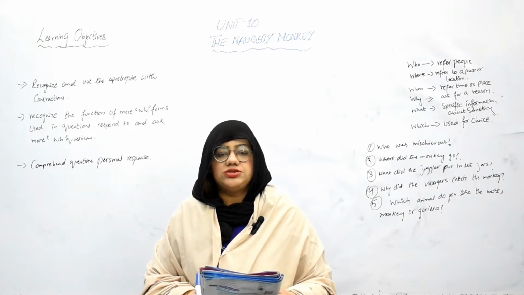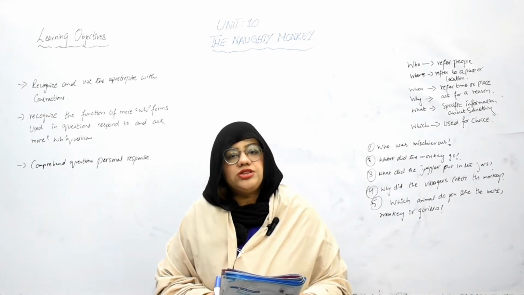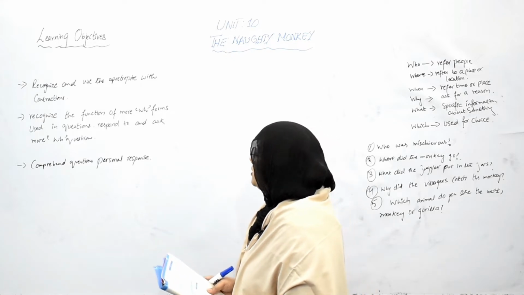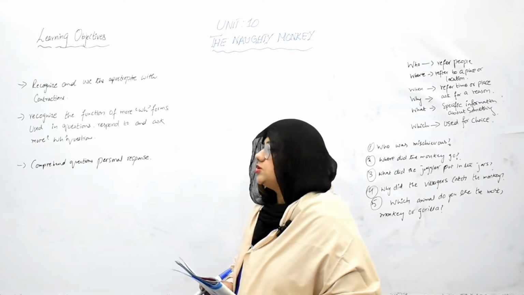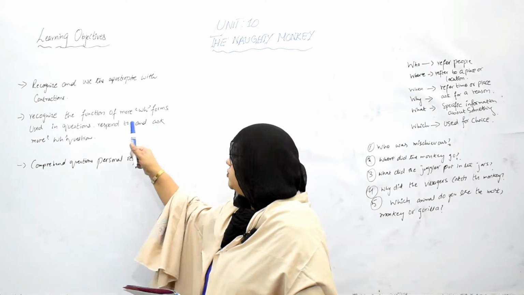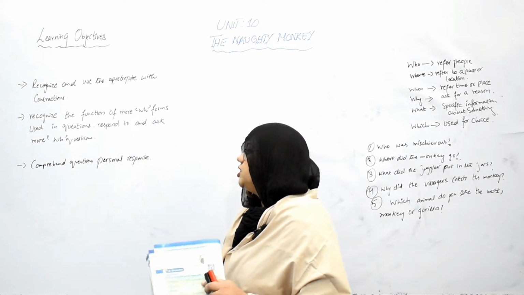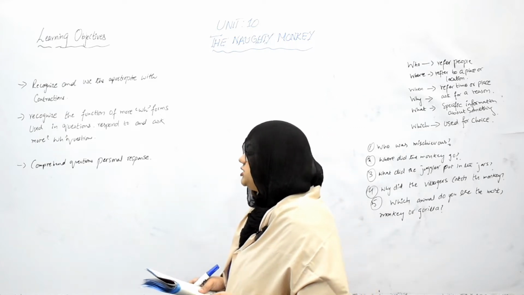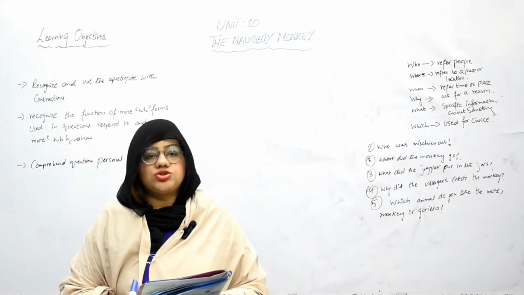Today I'm going to discuss Unit number 10, The Naughty Monkey. Let's read the objectives. As you can see: recognize and use the apostrophe with contractions. Recognize the function of more WH forms used in questions. Respond to and ask more WH questions. Comprehend questions, personal response. Now let's start with apostrophe.